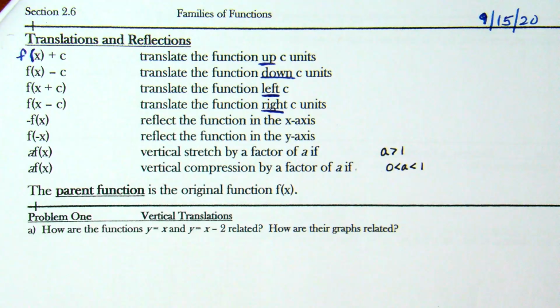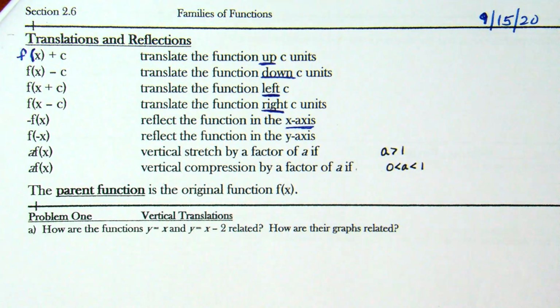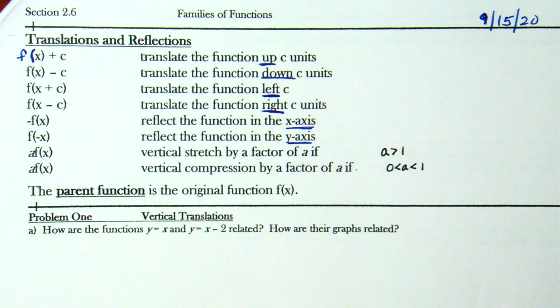Okay, reflections. Two different types of reflections here. If there's a negative sign multiplied by the entire function, that is going to be a reflection in the x-axis. So if you're multiplying the whole function, that's a reflection in the x-axis. If the negative is just on the x, that is a reflection in the y-axis. That's kind of an opposite thing to me, because if the negative's on the x, we reflect in the y-axis. If it's on the whole function, well, f of x is like a y value, then you reflect in the x-axis there.